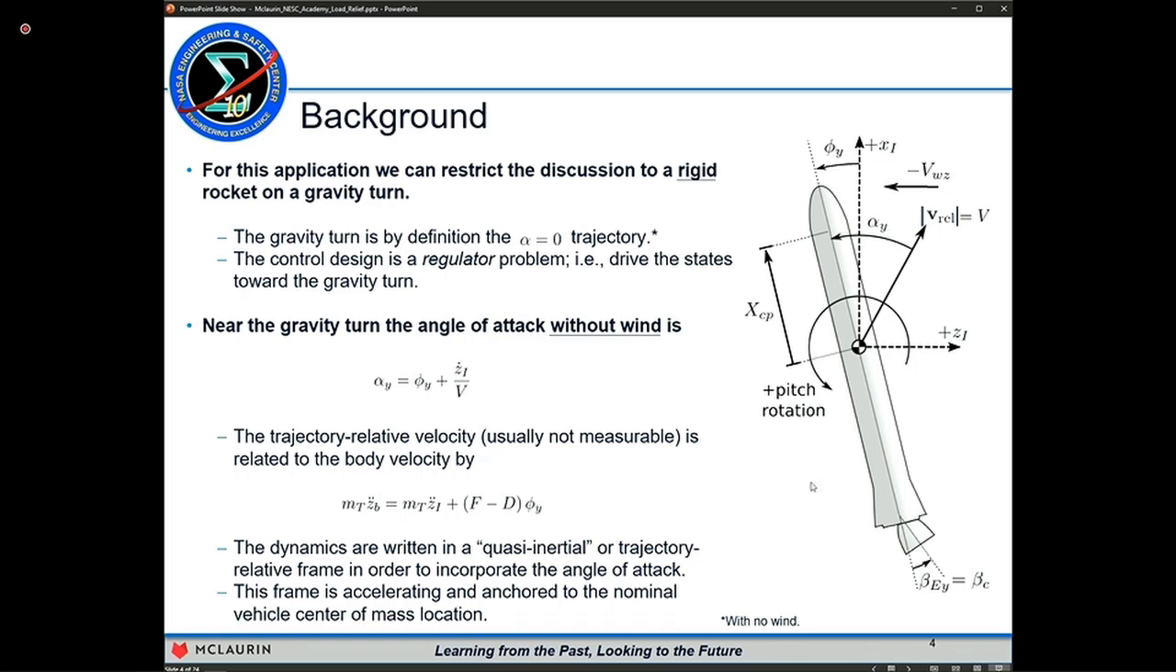So we write all these dynamics in this quasi-inertial or trajectory relative frame. The reason is so that we get a linear expression for the angle of attack, and it's moving with the nominal center of mass location. Okay, and again, I want to emphasize all of this is with no wind. So the way I can get an alpha with no wind is I can either pitch the vehicle or I can accelerate the vehicle laterally, and the sum of the two of those things gives me approximately the total angle of attack.